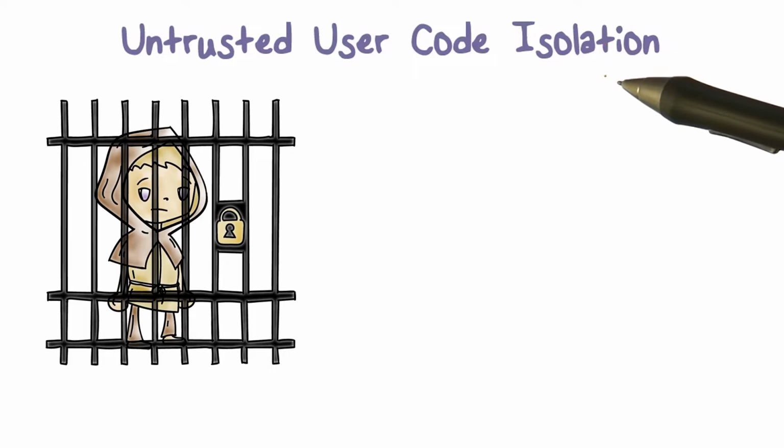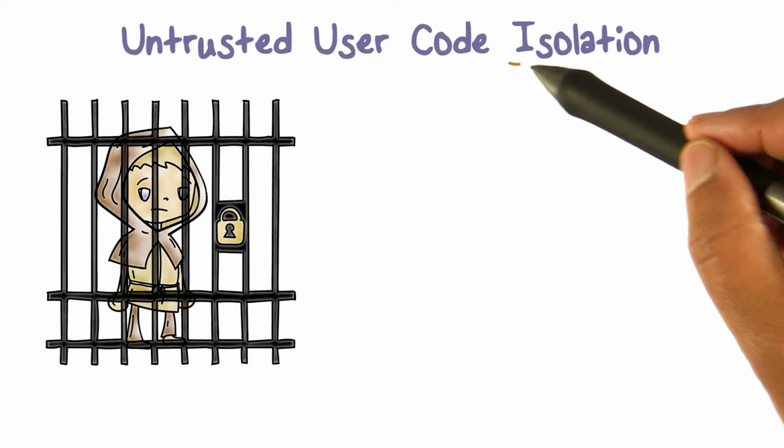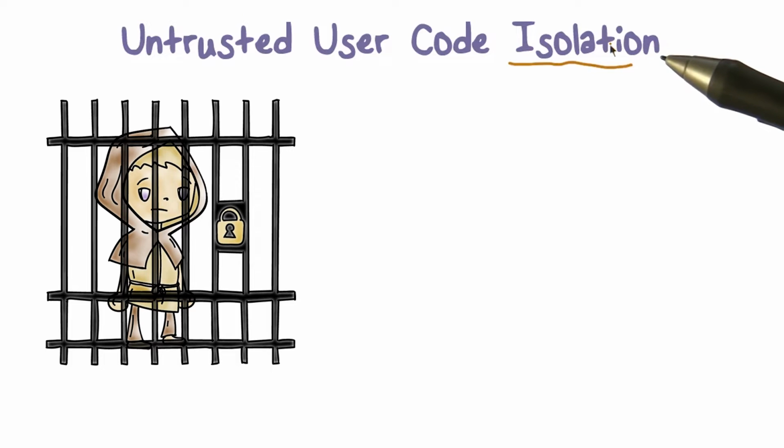Okay, so let's revisit this idea of isolation. When it comes to protection and security, isolation is actually your friend. That means if I am isolated from somebody else, then they can't do anything bad to me. Untrusted user code has to be isolated from the system code.